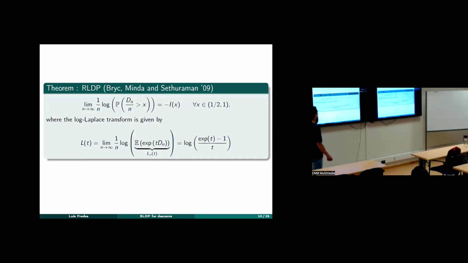In 2009, Bercu and Suraman proved that there is a rough large deviation principle for the descents, and they proved that it converges to the rate function, and explicitly gave this log Laplace transform. And this needs some computation.